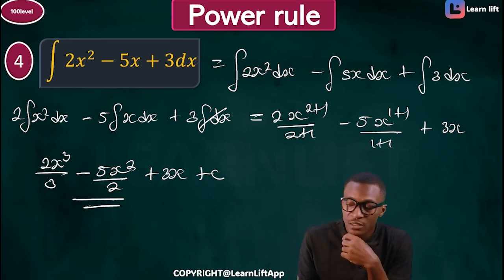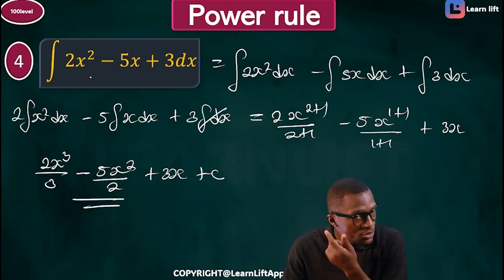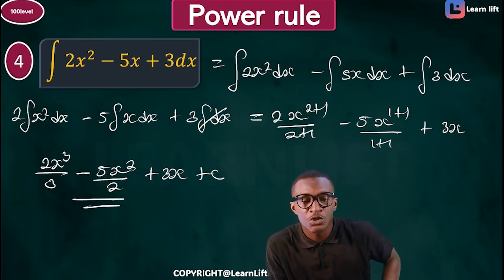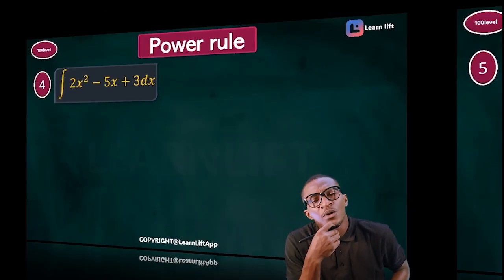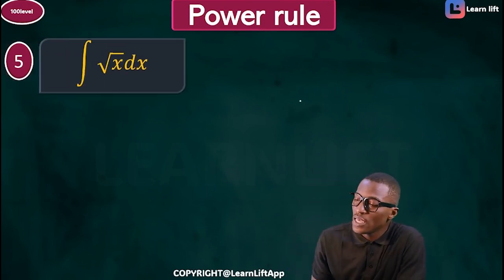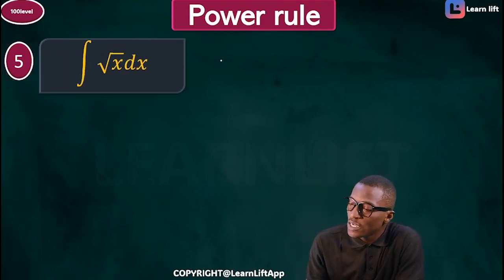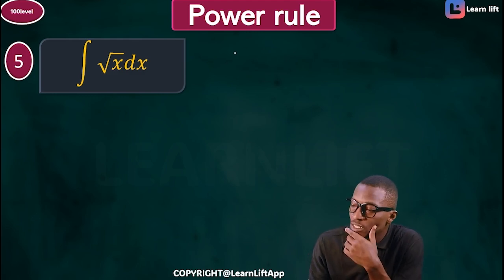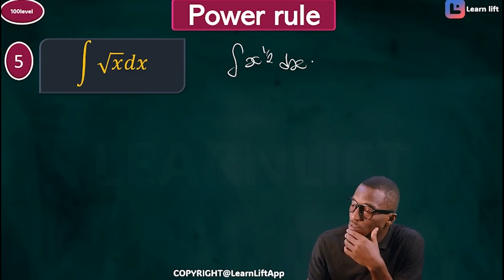If you think you are playing, if you think you are lying, differentiate this and you get the question. Are you seeing that? Or you can use differentiation to test whether you are correct. Now let's take the next question, question 5. We are still on the power rule. We have the integral of root x dx. First of all, what should we do? Root x is simply x raised to power half, dx. Is that correct? There's no constant here.